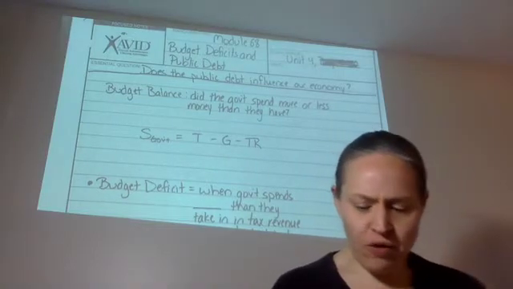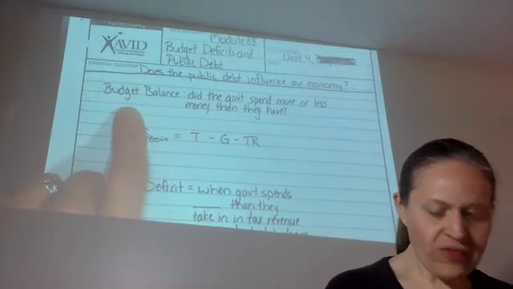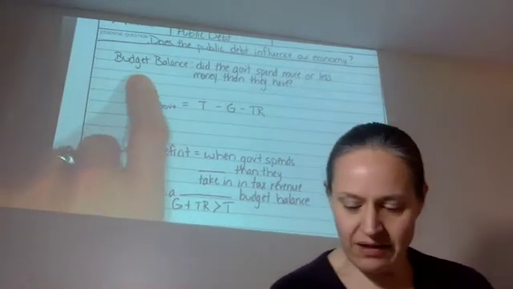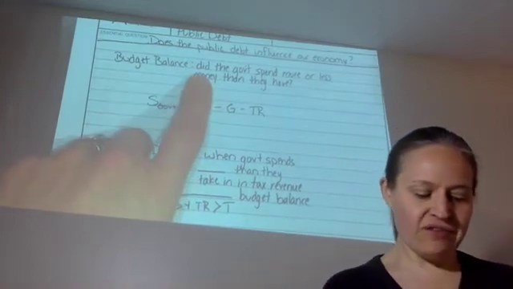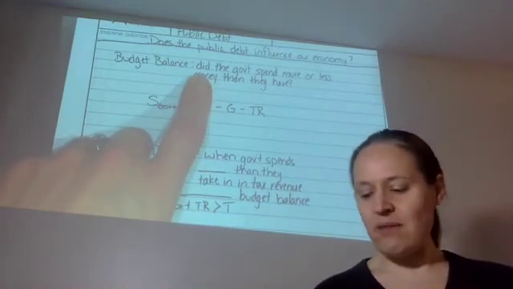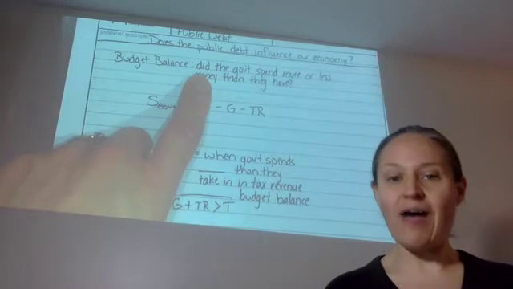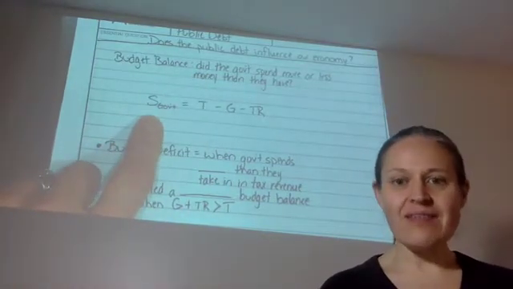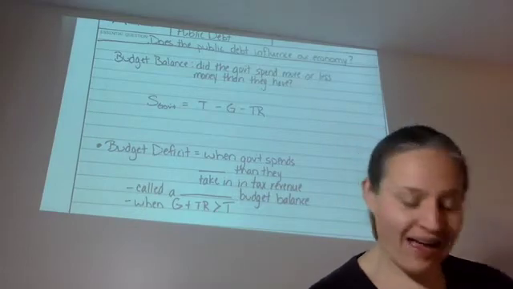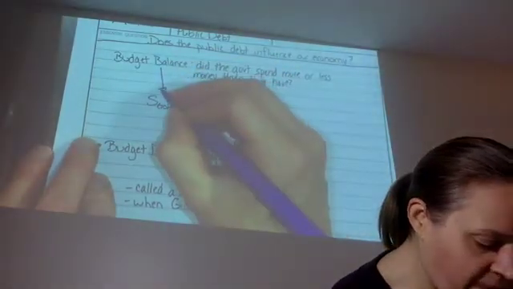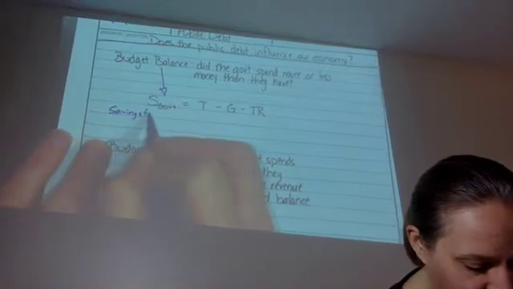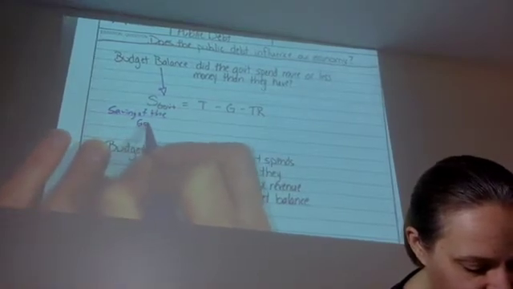All right, so first we're going to go over this vocab word of budget balance. The budget balance is basically the answer to the question, did the government spend more or less money than they have? All right, so S, government. That is the savings that the government has. That's also the budget balance. So savings of the government.